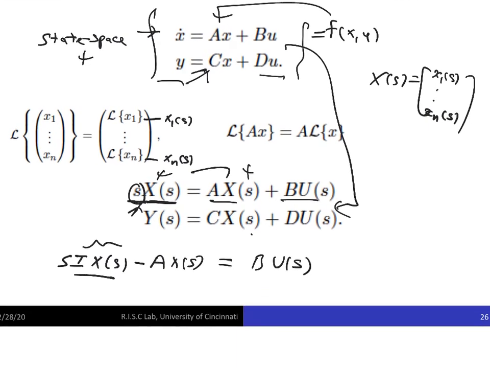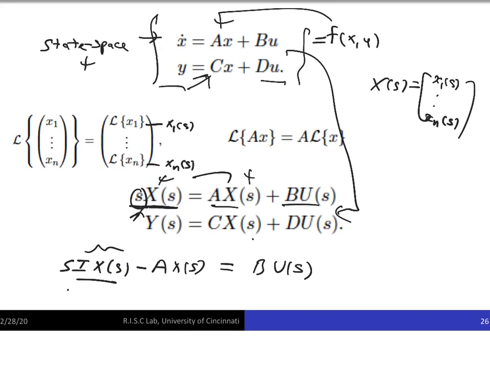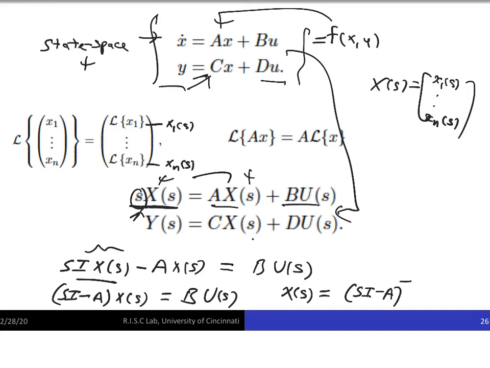Now if you take out x(s), remember what I is: the identity matrix of the same size, n by n. If there are 3 states, it's 3 by 3; if I have 4 states, 4 by 4. So (sI minus A) x(s) equals B u(s). Now I can solve for x of s from here. So x of s will be (sI minus A) inverse times B u(s). Now that x of s you can substitute in the second equation.